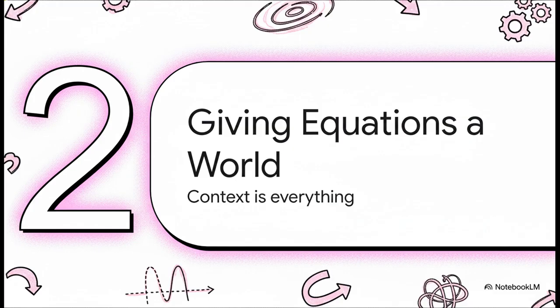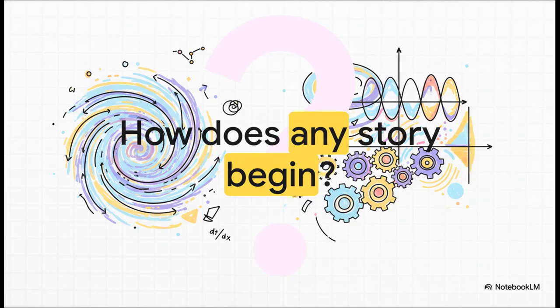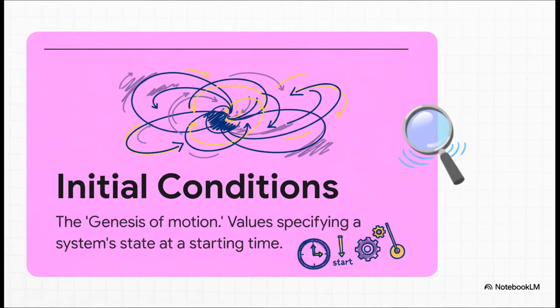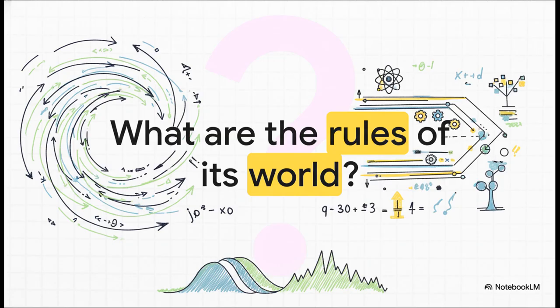To tell a specific story, that equation needs a world to live in. It needs context. I mean, think about it. How does any story begin? It has to start somewhere, doesn't it? A hero doesn't just pop into existence in the middle of their quest. They have a beginning, a starting point where their journey kicks off. Well, that's exactly what initial conditions are. They are the genesis of motion. They tell us, okay, at time zero, here's where the object was, and here's how fast it was going. Without that starting point, the rules of change just give you a whole cloud of possibilities, not one single unique story.